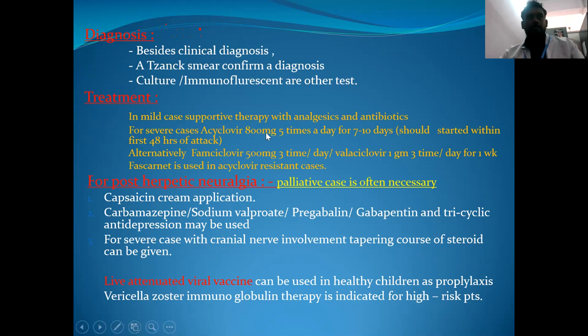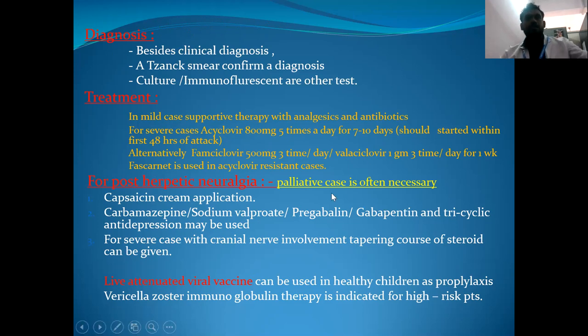Treatment: in mild cases, we can give supportive therapy with analgesics and antibiotics. For severe cases, we can consider giving acyclovir 800 mg 5 times a day for 7 to 10 days. One important thing is that it should be started within 48 hours of the attack, so we should start within 2 days. Alternatively, we can also give famciclovir 500 mg 3 times per day, or valacyclovir 1 gram 3 times per day for 1 week. Foscarnet is used in acyclovir-resistant cases.